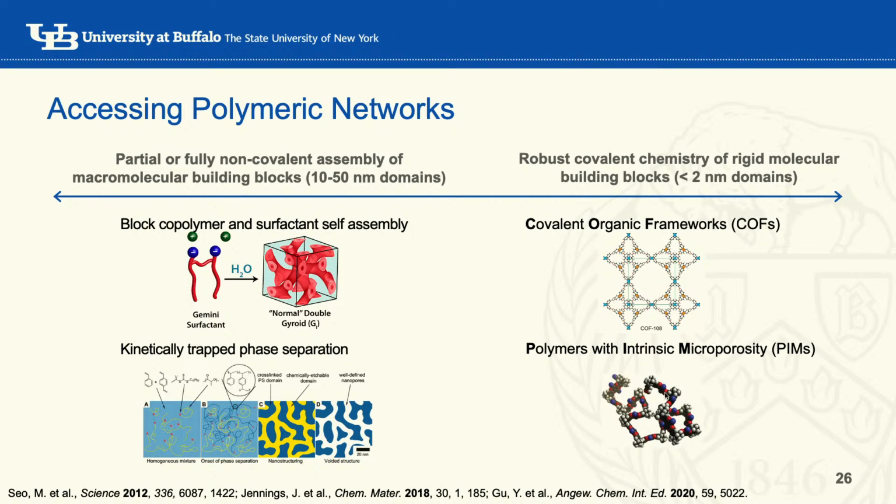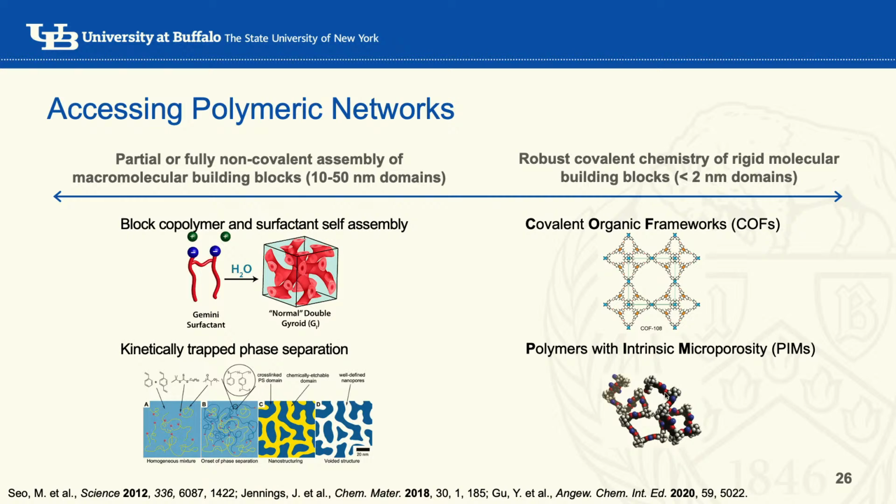So how do we access polymeric networks? Well, there are two ways to look at it. You can approach it from two different angles. One, you can use block copolymer self-assembly or surfactant assembly. That's true. I just showed you can make network morphologies. The problem, of course, is that the network morphologies exist in a very narrow compositional window. That's very difficult to target. You can do kinetically trapped phase separation. That's a very robust way of doing it, actually. But it's hard to go down below 10 nanometers here in terms of size of these individual domains.